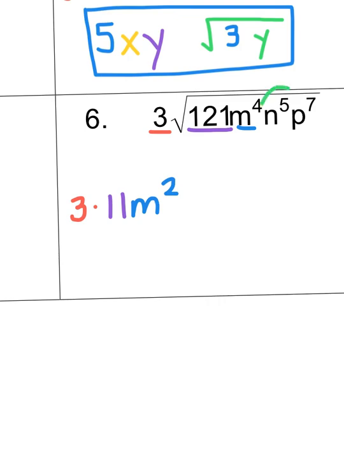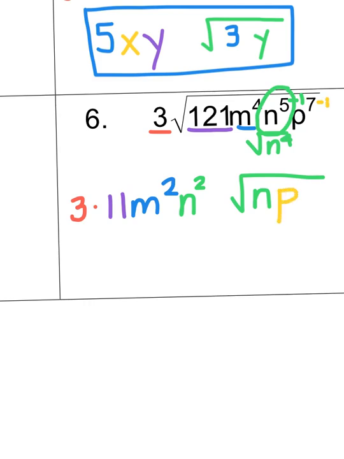Now we are to something that's not a perfect square. N to the 5th power. We're going to subtract 1 from that exponent. So 1n will be left under the radical. Then you're going to find the square root of n to the 4th. We simply divide by 2, and we'd end up with n to the 2nd power. And lastly, we have p to the 7th power. It is not a perfect square, so we'll subtract 1, leaving 1p under the radical. Now find the square root of p to the 6th. That's a perfect square. We'll simply divide the exponent by 2.